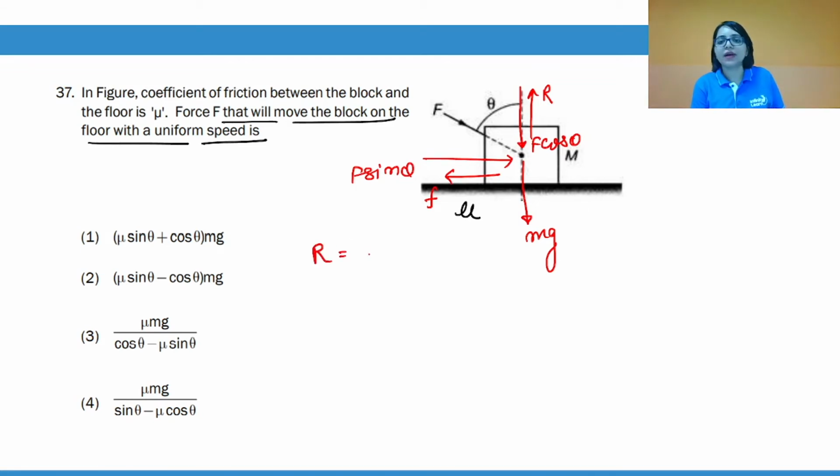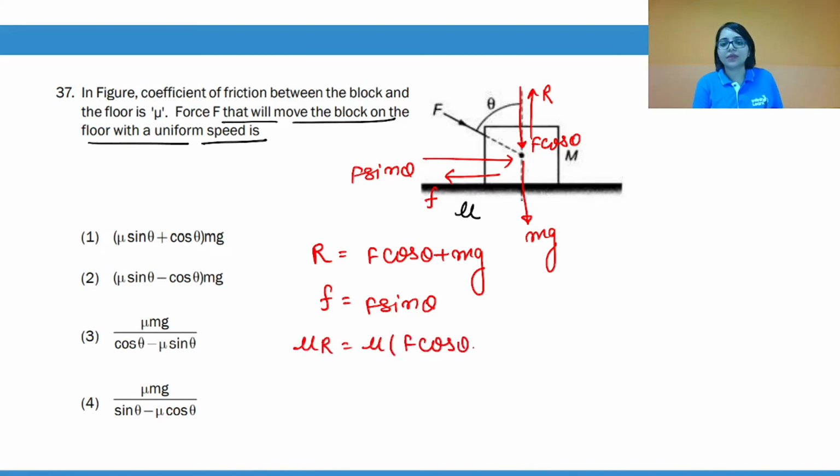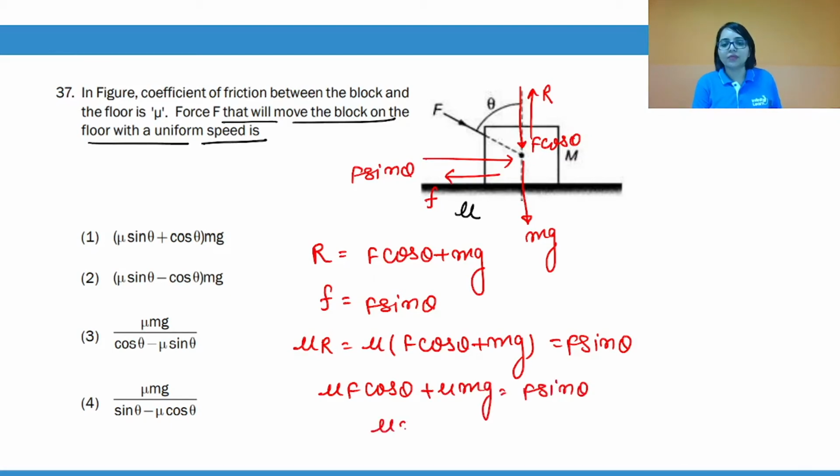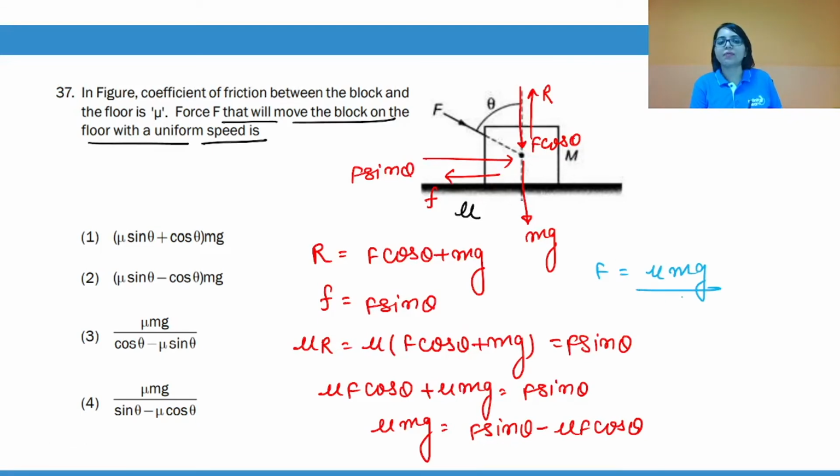So basically, R will balance F cos theta plus mg, and friction force will balance F sin theta, right? But friction force is mu into R, so it will be mu (F cos theta plus mg), and this is equal to F sin theta, right? So you can write mu F cos theta plus mu mg is equal to F sin theta. So mu mg will be F sin theta minus mu F cos theta. You can take F common, so F is equal to mu mg divided by (sin theta minus mu cos theta), right? So the correct answer is option 4.